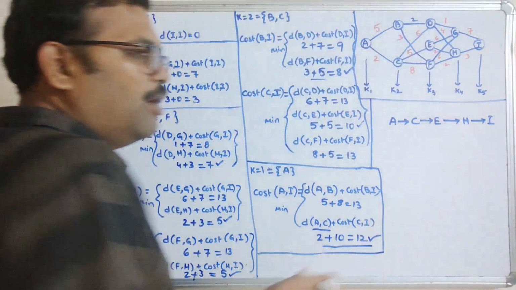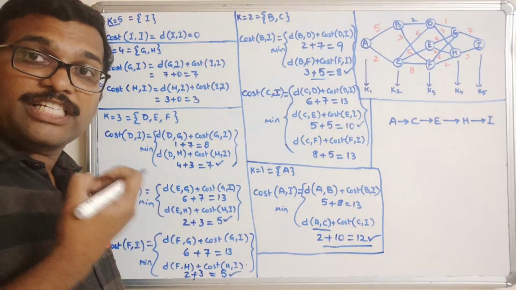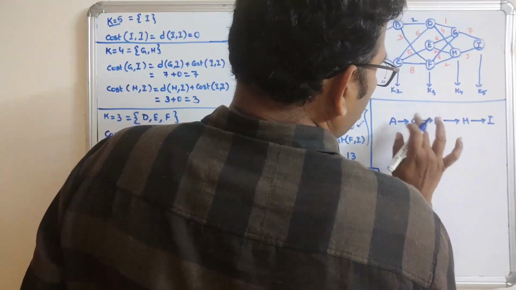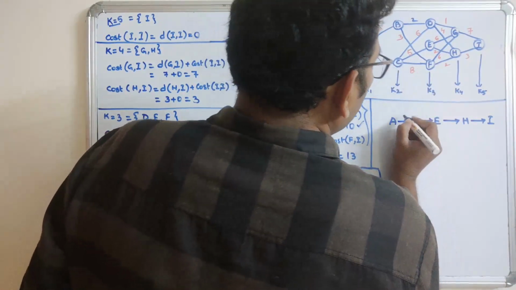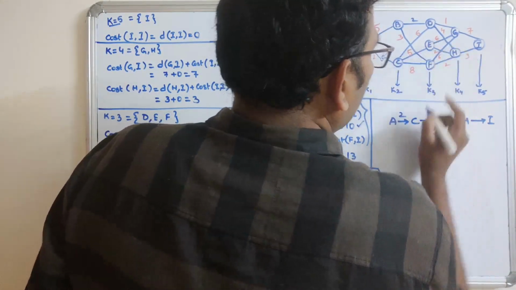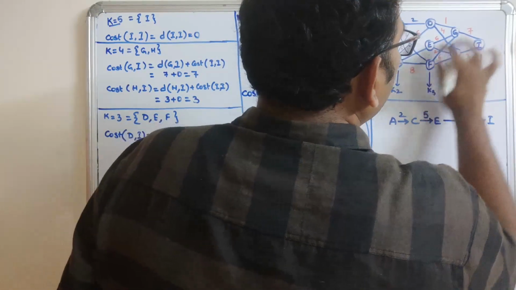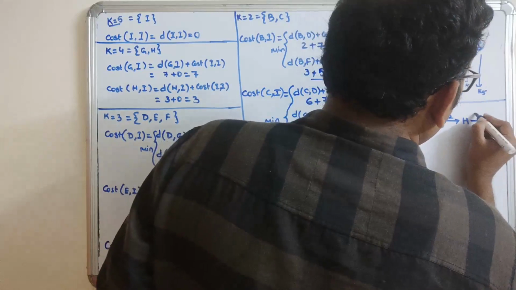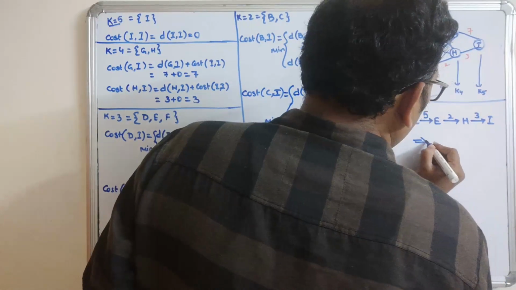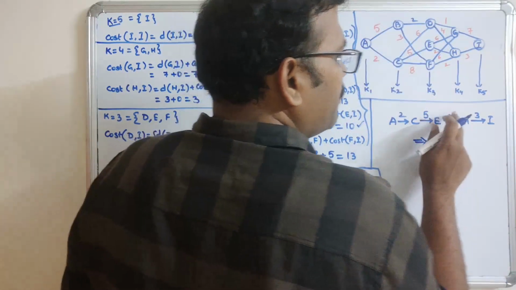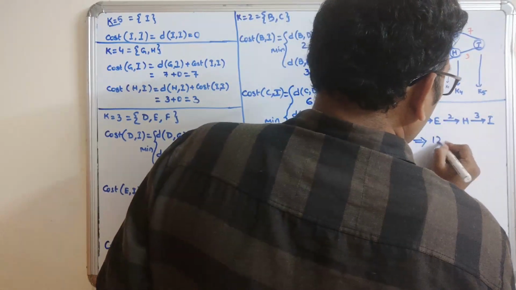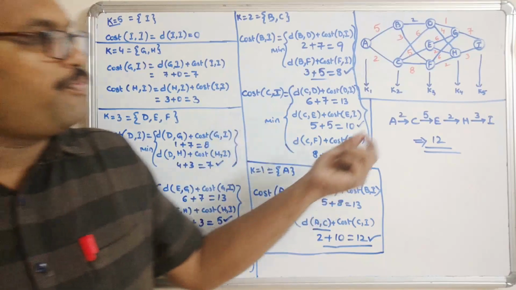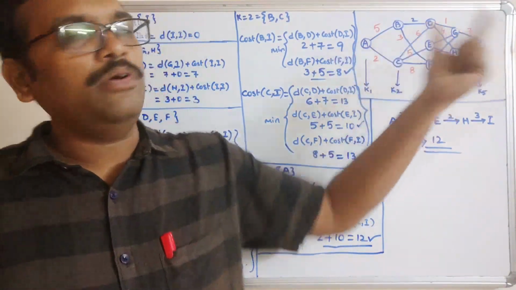So this gives the optimal result. That means the shortest path from source to destination. Find out the values or weights here. A to C, which is a 2. C to E, which is a 5. E to H, which is again 2. And H to I, which is again 3. Which gives the total cost of 2 plus 5, 7 plus 2, 9 plus 3, 12. This is the minimum cost to find a path from source to destination.